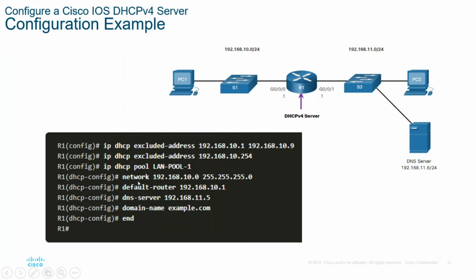Then you advertise the network address including the subnet mask, and then you set the default gateway, the default router, which is the gateway of your subnet. For example 10.1, so you will use this default gateway. Issue the command default-router and put your gateway address. The DNS server and domain name are optional, so these two commands are just optional.